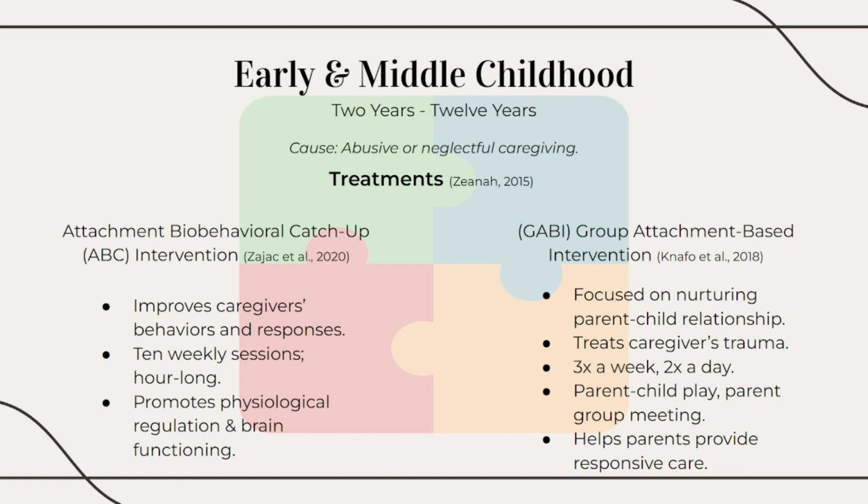However, this treatment specifically centers around treating the adverse effects of trauma in the caregiver, so as to prevent the caregiver's past experiences from negatively affecting the child. It is offered 3 times a week, twice a day, and involves parent-child playtime as well as times for the parents to meet as a group separately from their children. The treatment has been very successful in helping parents develop the tools to provide responsive and nurturing care.